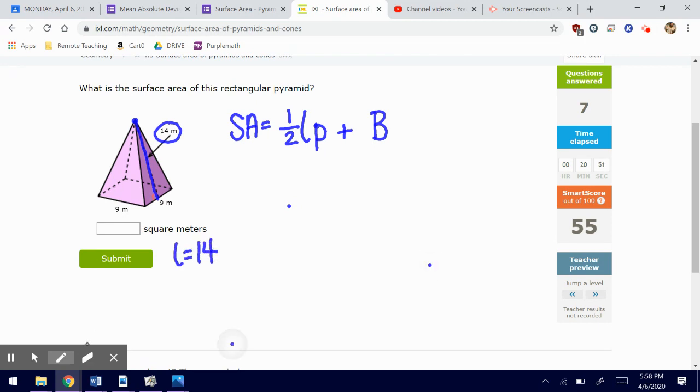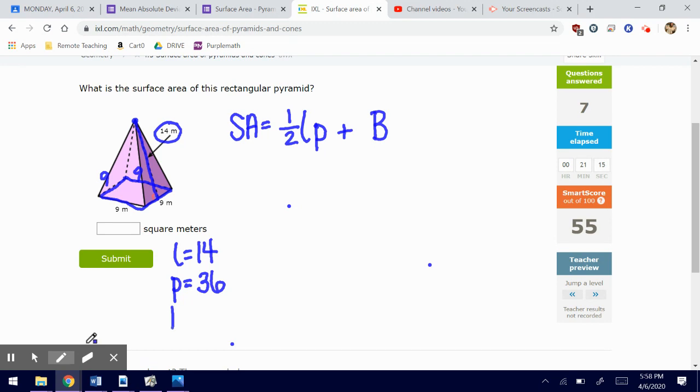My P is going to be the perimeter of my base. Looks like this is a square, so all of my sides will be equal to 9. So to find my perimeter of this base, I do 9 plus 9 plus 9 plus 9, which will be 36. So my P is going to be 36.